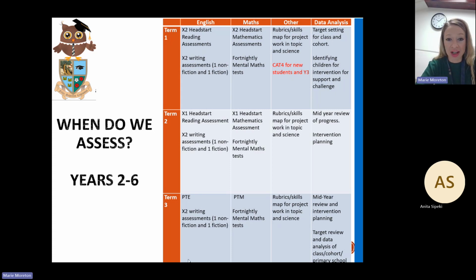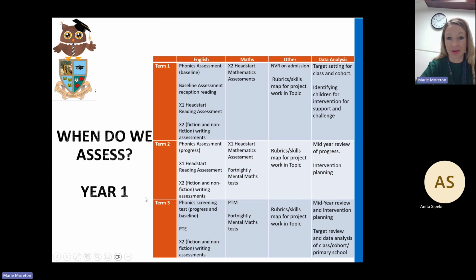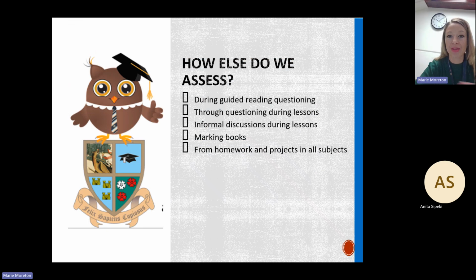Just for your information, year 1 is slightly different. They do much more phonics and a baseline assessment as well, but I will move on from that because we are talking about year 3.